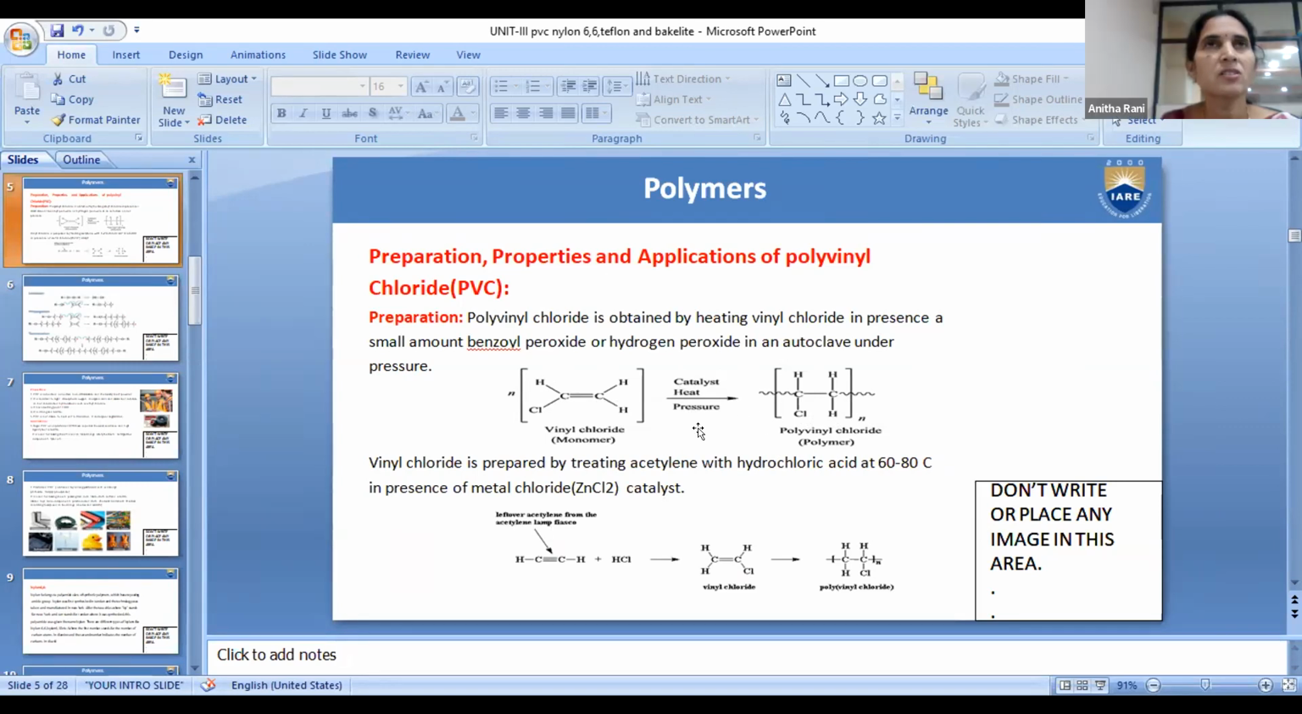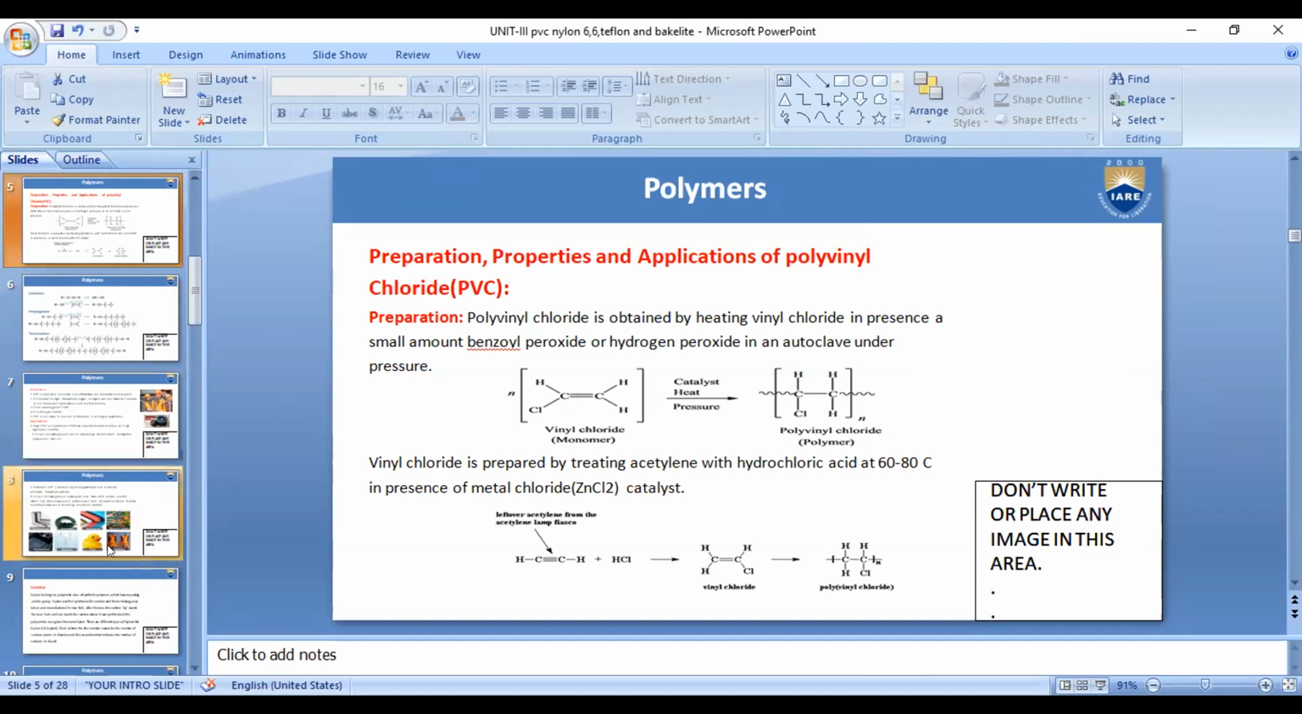So which type of polymerization was this one in preparation of PVC? Condensation, ma'am? Any elimination of byproduct here? No, ma'am. Addition, ma'am. Addition polymerization.